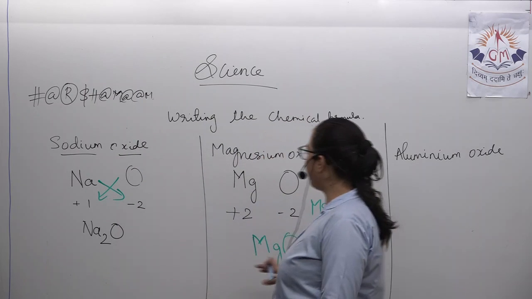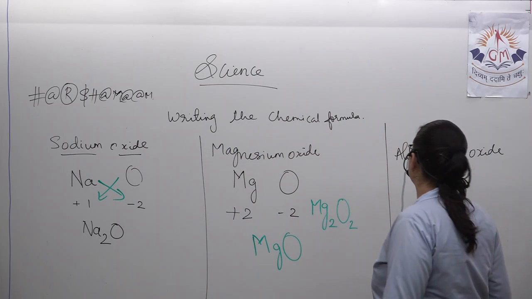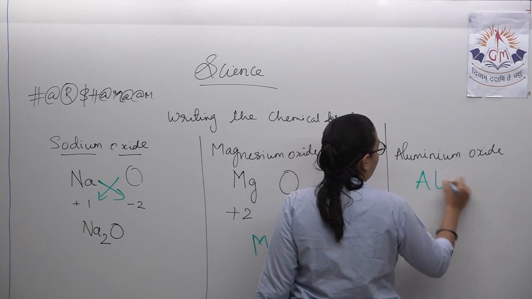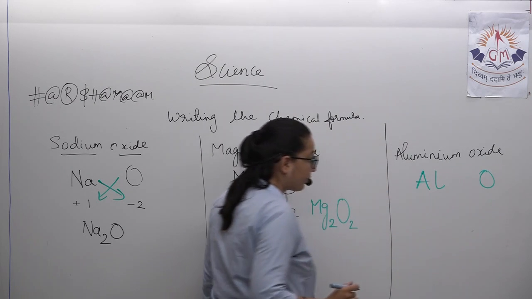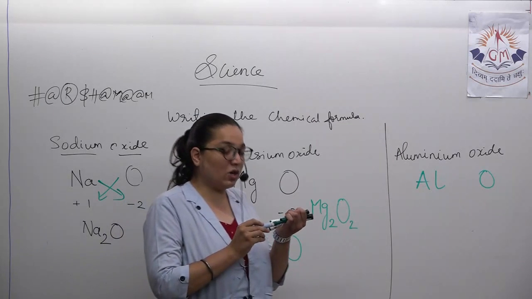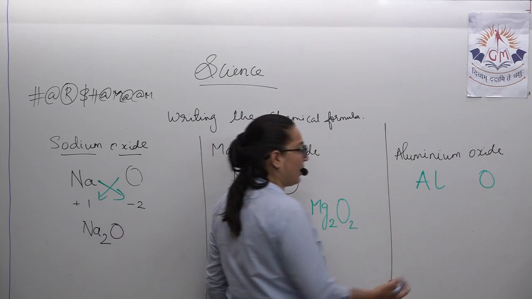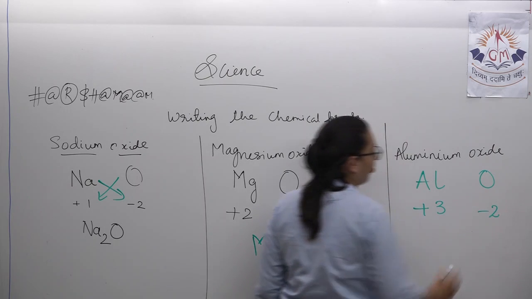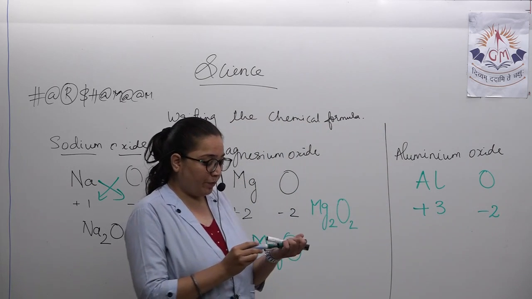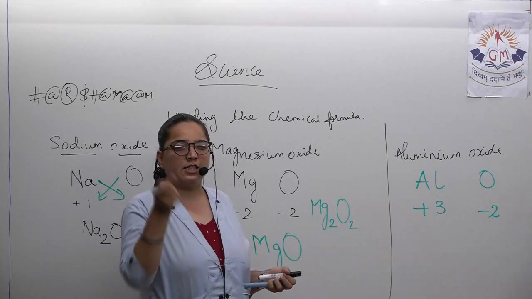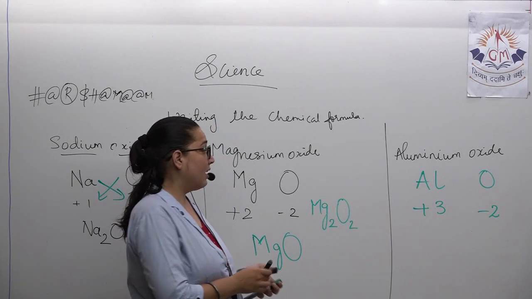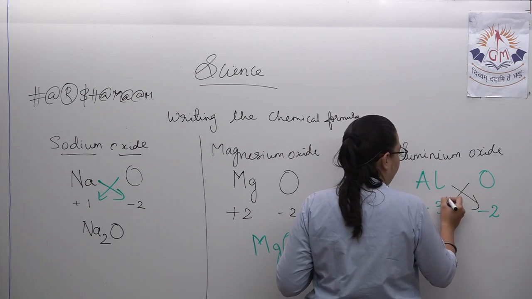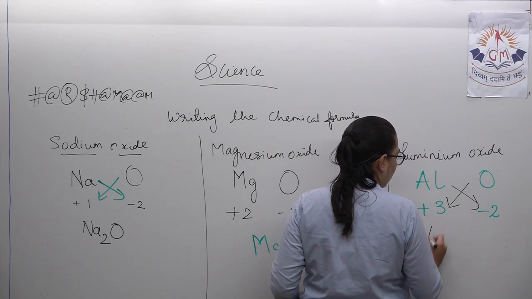Now coming to aluminium oxide. Aluminium Al, oxide O. What is the valency of aluminium? It's +3. That of oxide is what? -2. So what we have to do? Simply crisscross. That is 2 aluminium and oxygen 3.